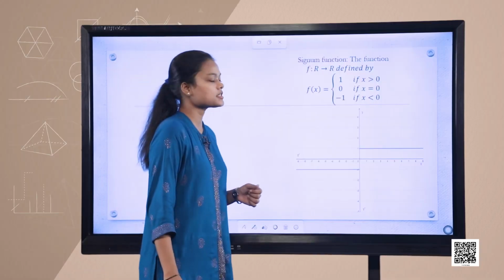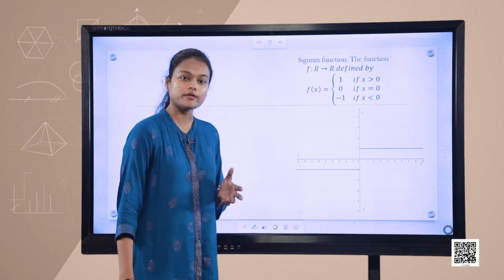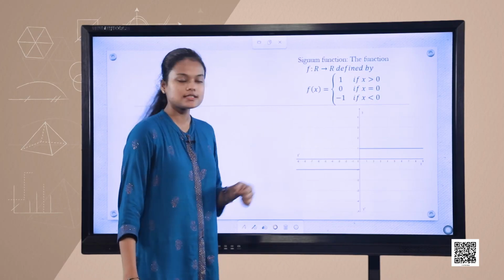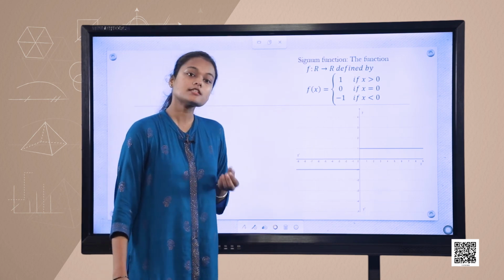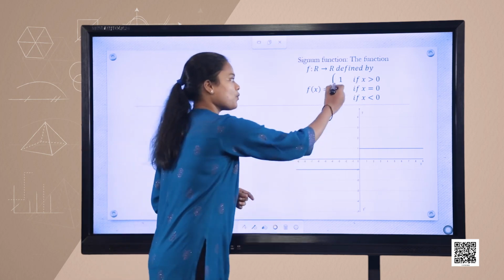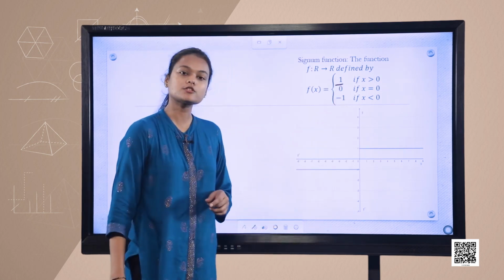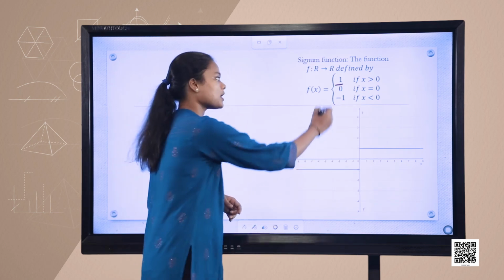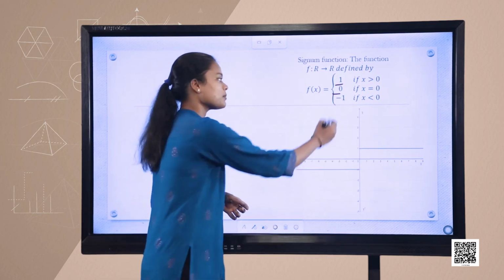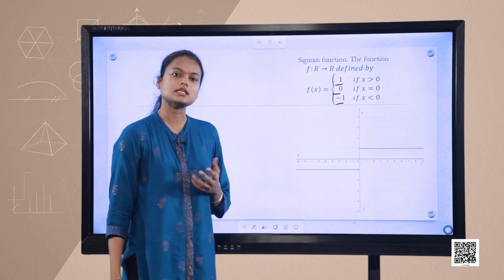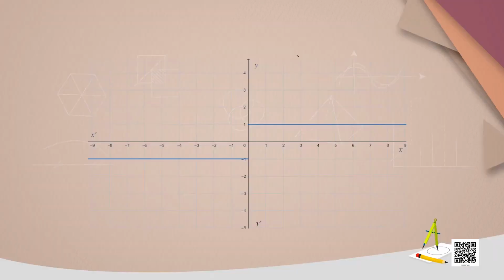The signum function is a real valued function where f of x takes 3 values. Whenever x is positive, it will take 1. When x is equal to 0, the value of the function becomes 0. And when x is less than 0, the value of the function becomes negative 1. It is easy to plot, and you may see the graph in this.